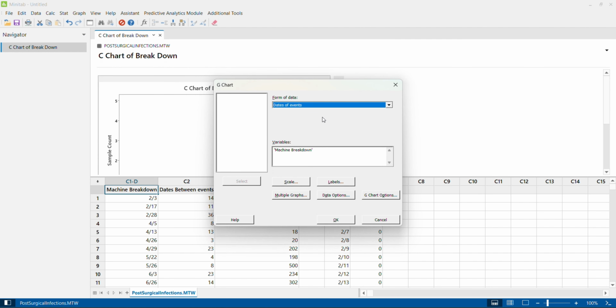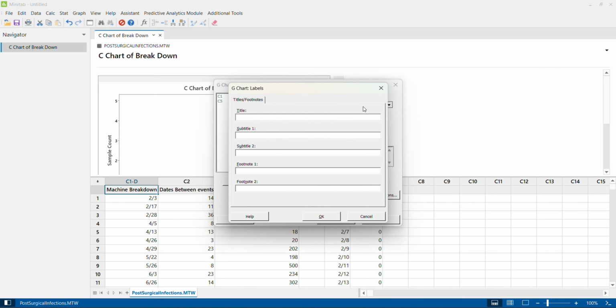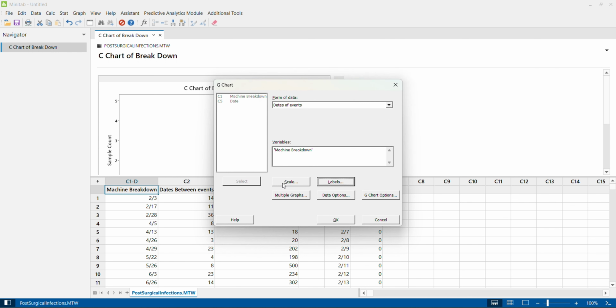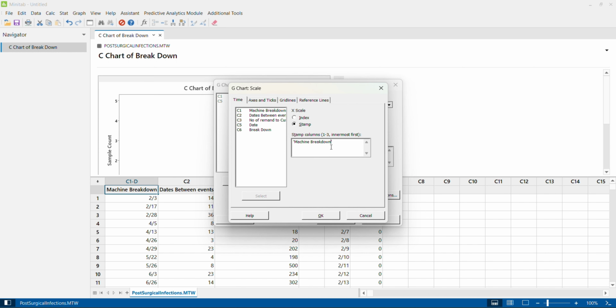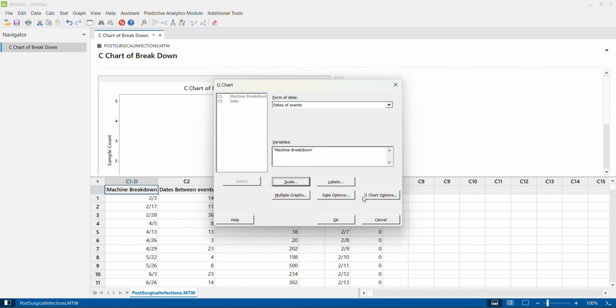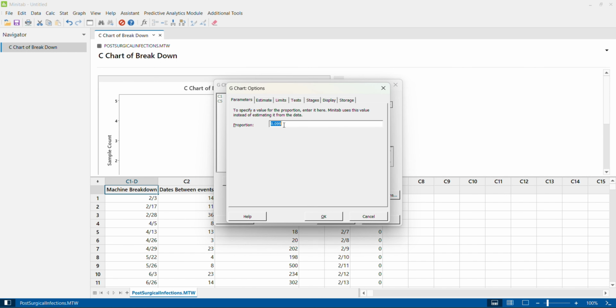Let's start with the first option, because if you use this drop down, there are two options. You can select number of opportunities or you can select date of events. So I keep date of events. Machine breakdown date of event is available, so I select this. Again, I can go to Scale, Timestamp. I can have the machine breakdown date itself as my timestamp. I can go to G chart options.